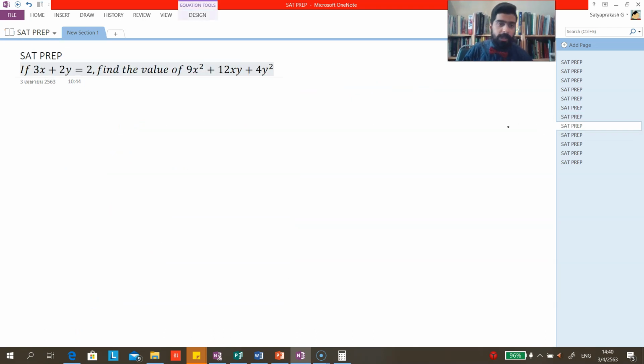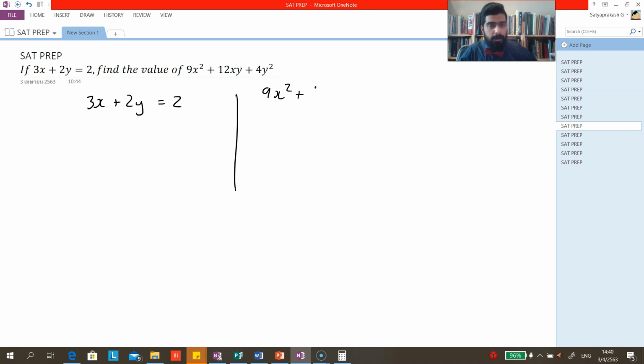Now let's go to the next one. So here we go. We have 3x plus 2y is equal to 2, and they're telling us to find 9x squared plus 12xy plus 4y squared. Now we're going to try and see which algebraic identity we can use. So if we take a look at it, let us try this out.